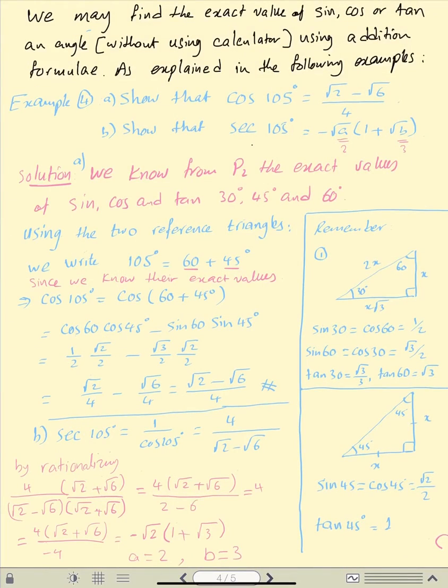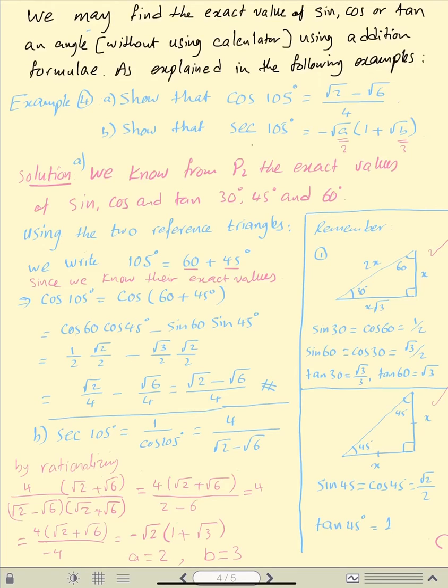Last example for today, to not make this lesson long. I planned for 7 pages, but we will do it in lessons. It's better to give you a chance to memorize and to practice more questions. We may find the exact value of sine or cosine or tan of an angle without using the calculator. I was talking about this, so I reminded you here in the reference triangles.